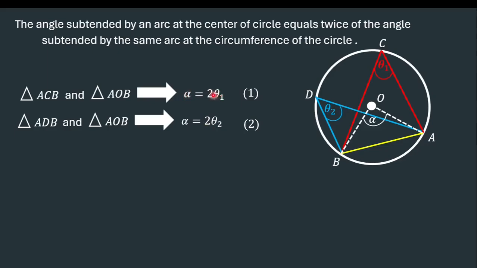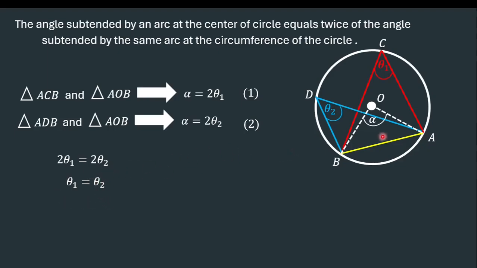Since the left side of each equation equals alpha, I can compare equations 1 and 2 to write 2 theta 1 is equal to 2 theta 2. I can drop 2 on both sides and write the relation as theta 1 equals theta 2. And this is another theorem. We call this Chord's theorem 2.